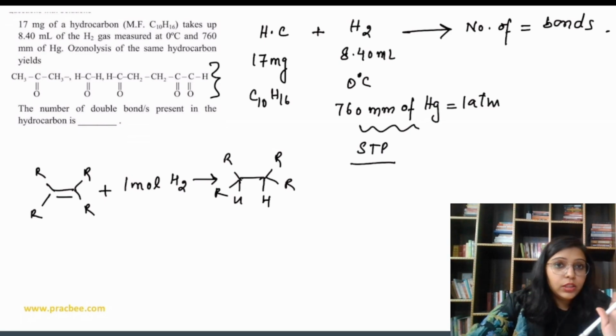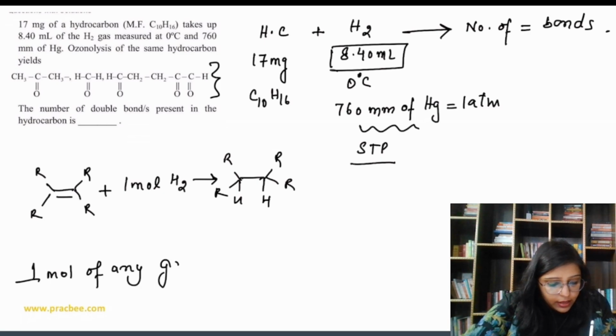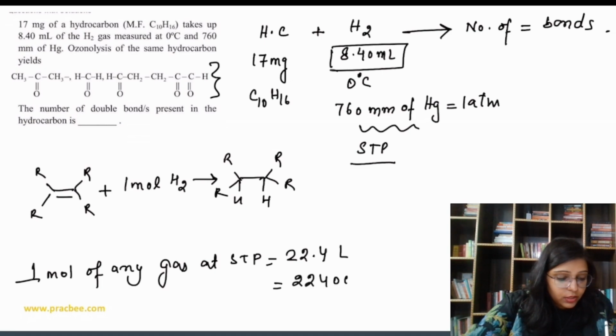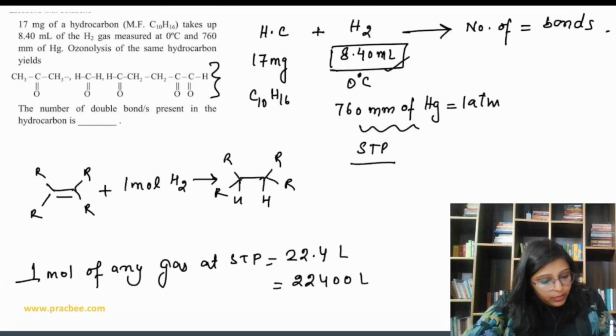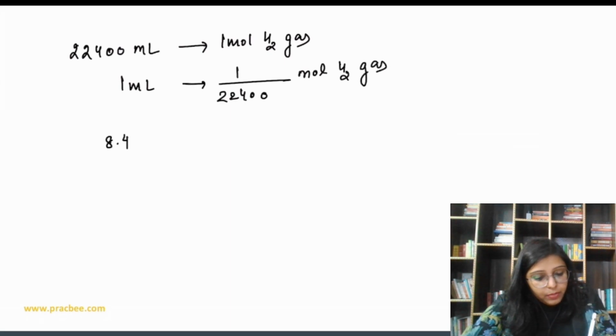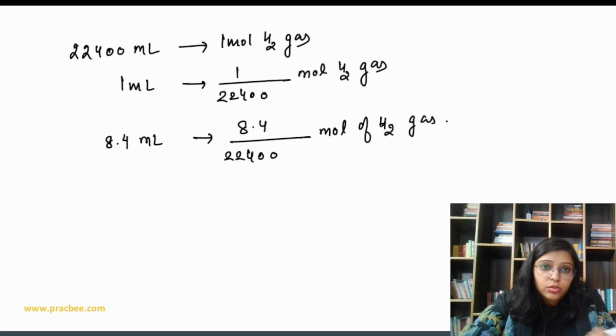So first task is to find out the number of moles of hydrogen. So we have 8.40 ml. We know that 1 mole of any gas at STP is equal to 22.4 liter, which is equal to 22400 ml, because 1 liter is equal to 10 to the power 3 ml, is equal to 1 mole of hydrogen gas. So 1 ml is equal to 1 by 22400 mole of hydrogen gas. We have 8.4 ml, so it is equal to 8.4 upon 22400 mole of hydrogen gas. On solving this, we get 3.75 into 10 to the power minus 4 mole of hydrogen gas.